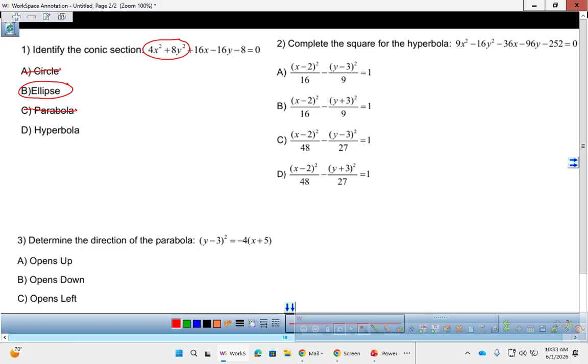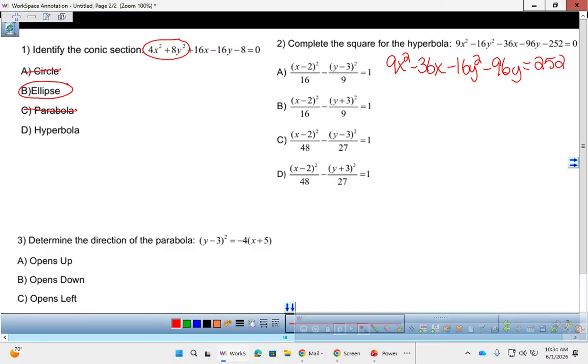For the second one, it says, complete the square for the hyperbola. So this one you've got to do a little bit of work for. When you're completing the square, the first thing you want to do is put your squared terms together with your x. So x with x, and then y with y. And then I'm going to take that 252 and I'm going to add it to the other side. So it's a minus 252, so it becomes a positive 252 over here.